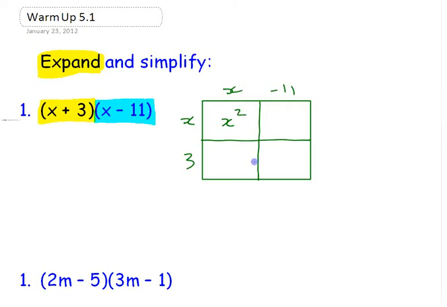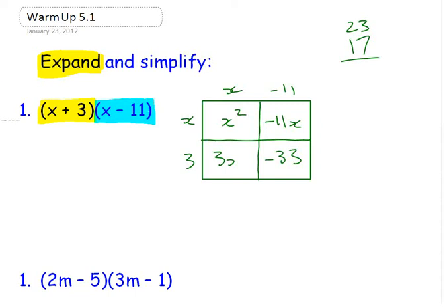x times x is x squared. x times 3 is 3x. x times 11 is negative 11x. And 3 times that is negative 33. Okay? It's exactly what you did when you learned to multiply 23 times 17. Right? You did it by saying this times this, and then this times this, and then this times this, and then this times this. That's exactly what you did when you learned to multiply 2-digit number by 2-digit number.